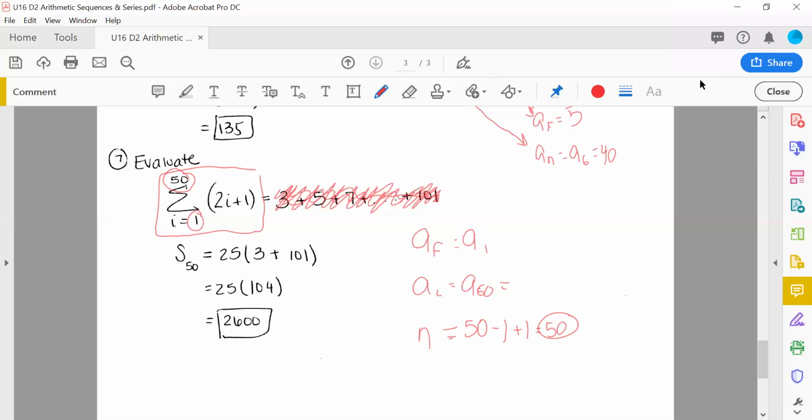So the first term is just 2 times 1 plus 1, which is 3. I don't know why I wrote that last parenthesis there. Let me see if this erases as well. Yep, all right, good. And then to find the 50th term, it's 2 times 50 plus 1. 100 plus 1, which is 101. Once you have all 3 pieces of the puzzle, you plug them right in. 25 is found by doing 50 over 2. That's how you get the 25. Times 3 plus 101, first term plus last term. You get 2600 as your answer.